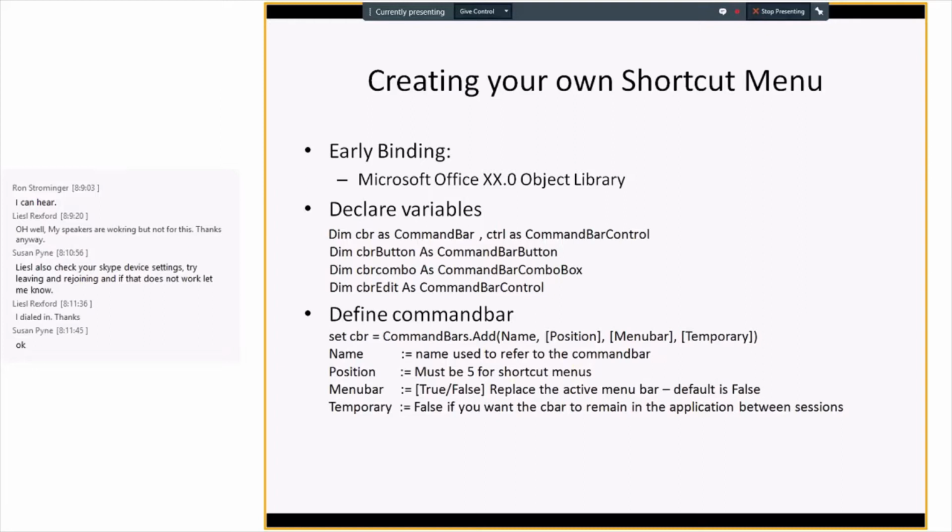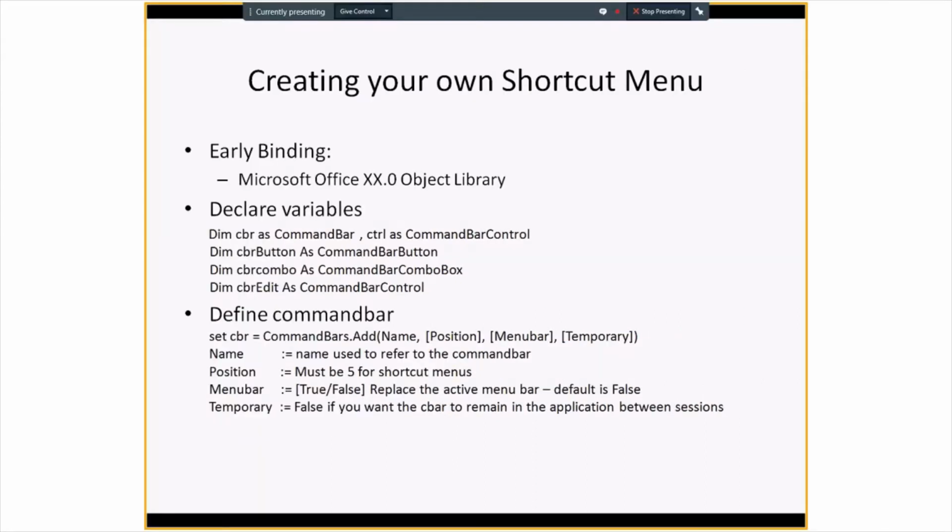For the longest time, I was creating these things during startup every time I opened an application, and then I realized I didn't have to do that. I could create them as permanent and I would just leave that code out as a module within the application so that I could rerun it, or I could modify that particular command bar if I needed to. But I would set the temporary to false so that the command bar would persist within that application.